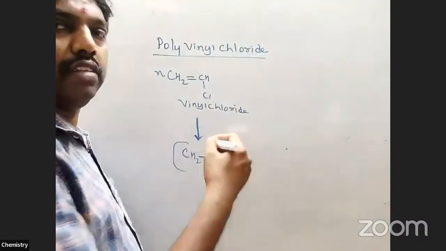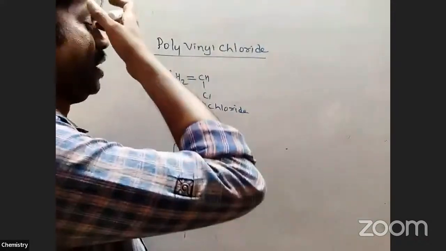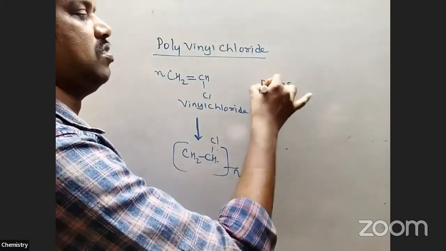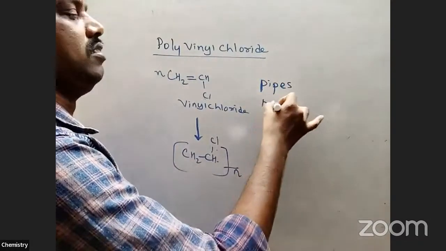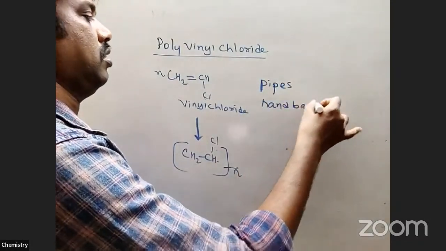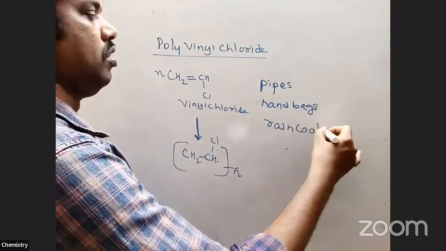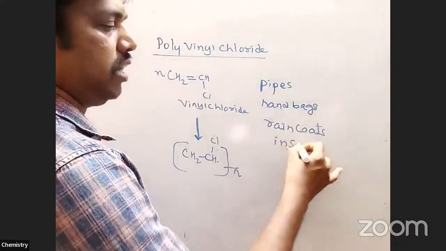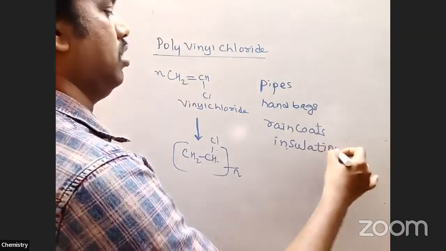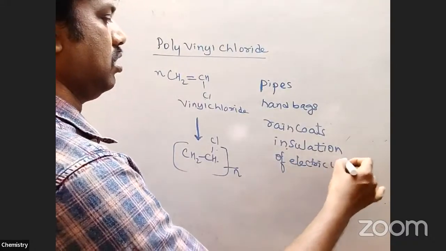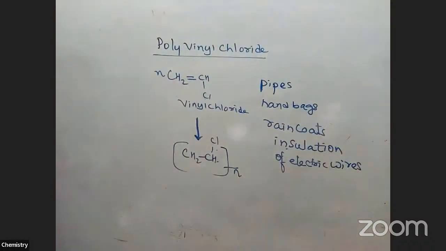It is resistant to water. So PVC is mainly used in water pipes, handbags, raincoats, and also in insulation of electric wires.